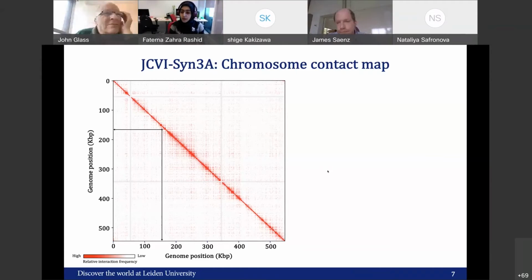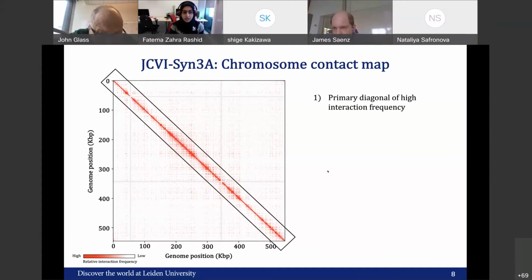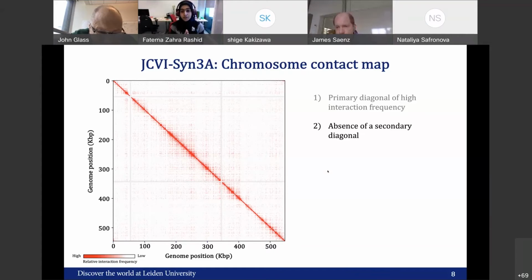So now that we know how to read this map, what exactly is the map telling us? The first thing we see is this primary diagonal of high interaction frequency. This arises because sequences that are close to each other on the primary structure of the chromosome are definitely close to each other in three-dimensional space, and they show a high interaction and thus the presence of this primary diagonal. The next thing that we observe is the absence of a secondary diagonal.